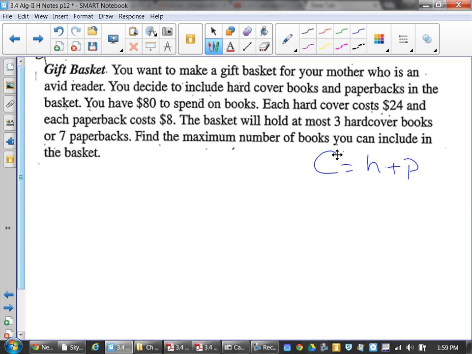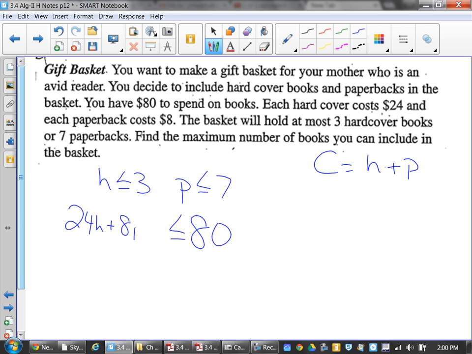The 3 and 7 come into play. So you can't hold any more: the hardcover has to be less than or equal to 3, and your paperback has to be less than or equal to 7. The only other bit of information that's thrown in here deals with money. How much do you have to spend? 80 bucks. How much is a hardcover book? 24. And how much is the paperback? 8. That's all you have. Can you have negative books? No. First quadrant problem.